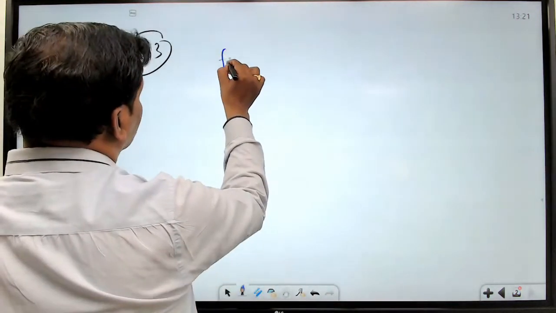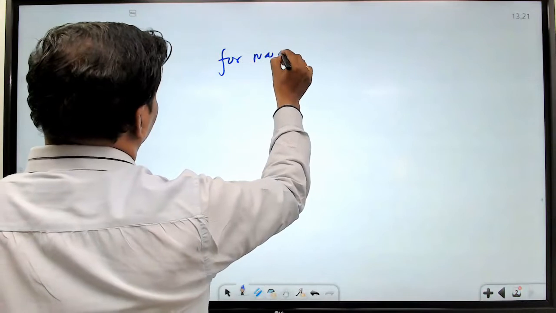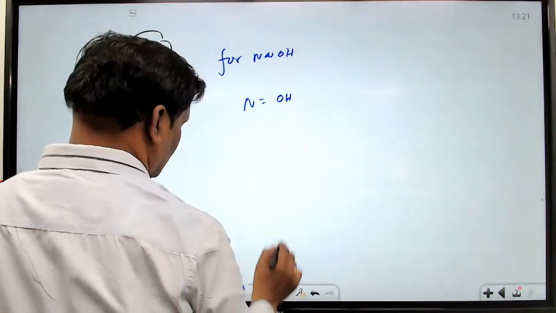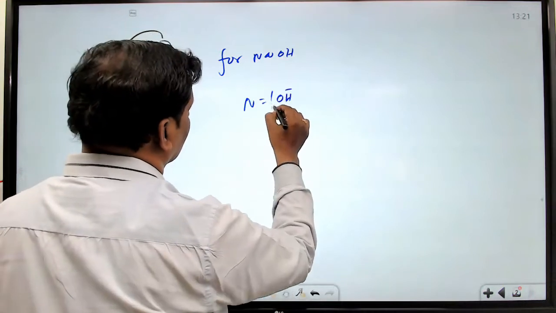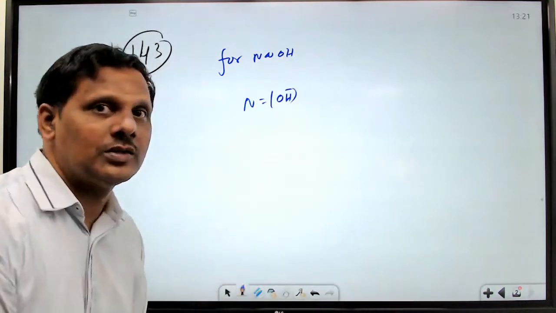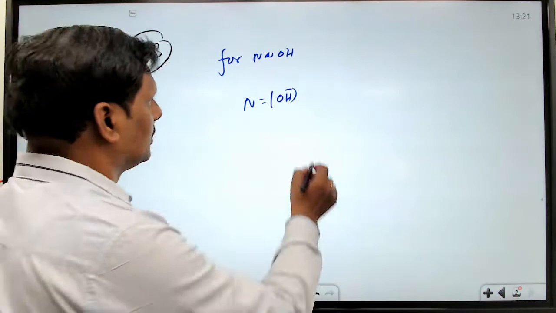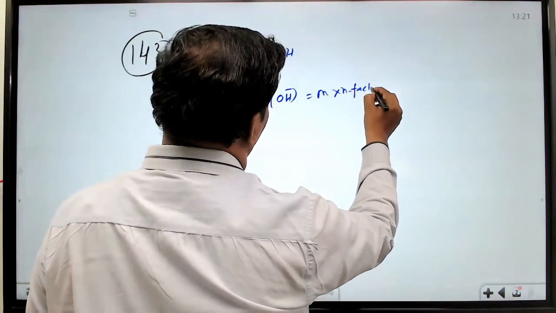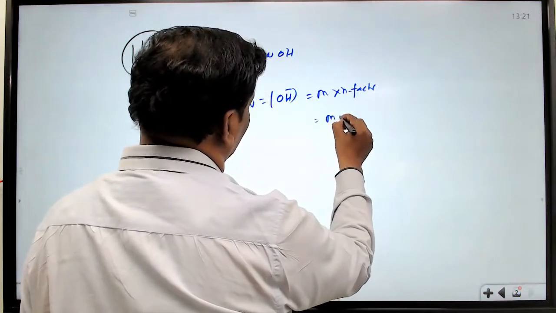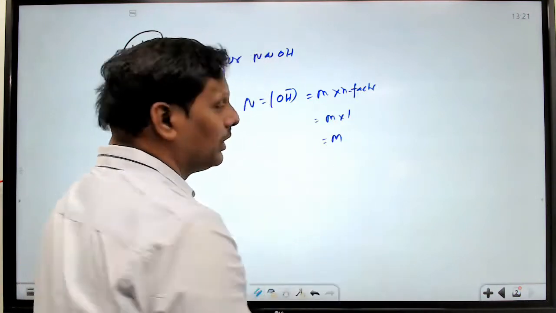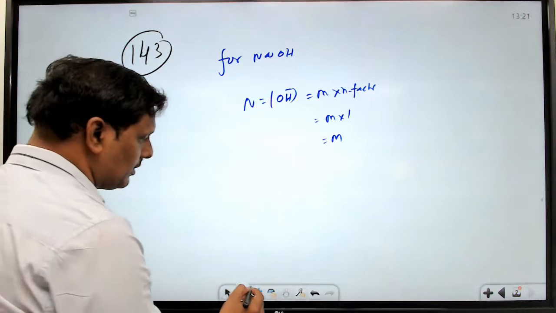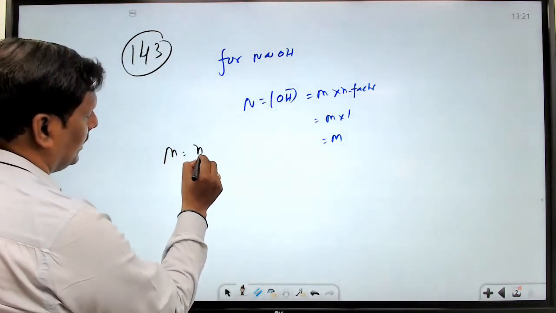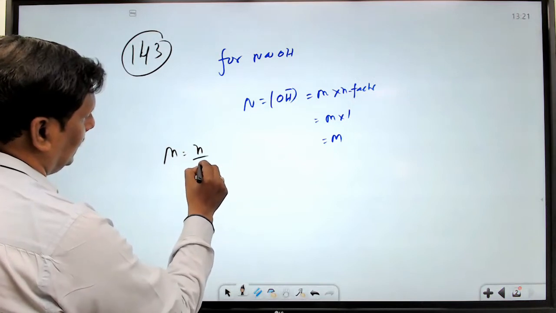For NaOH solution, normality is equal to OH minus, which is equal to molarity into n factor. Molarity into 1, so molarity is equal to normality. We will calculate the molarity. What is the formula? N into V in liters.